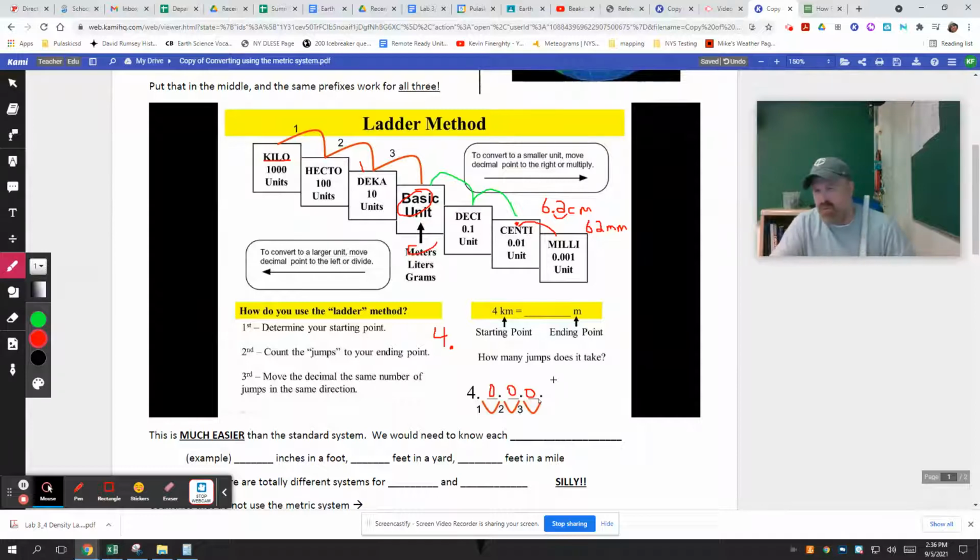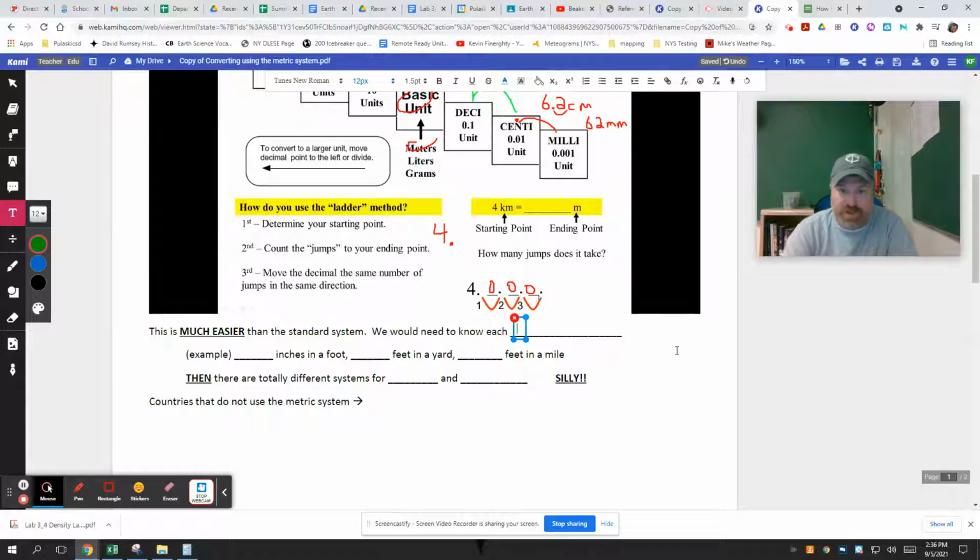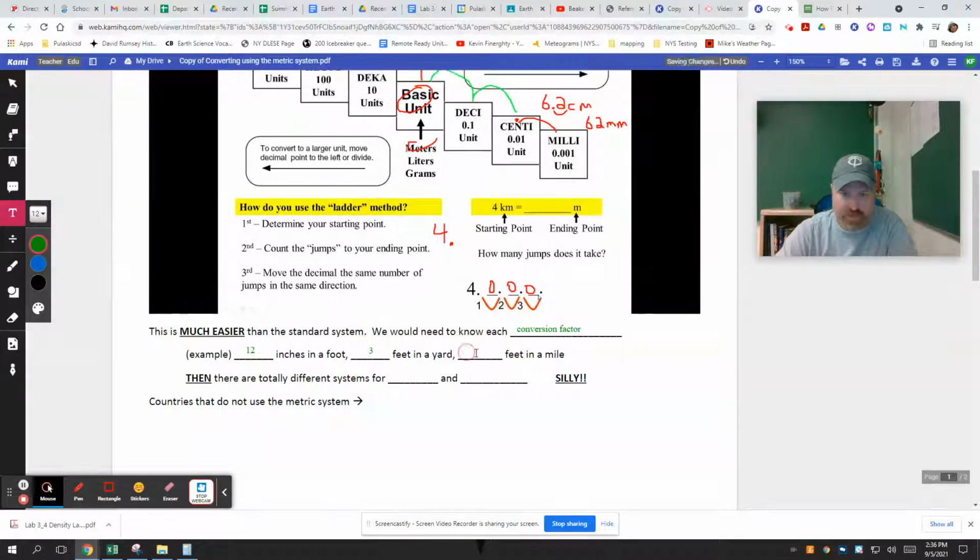Okay. Now, what other ideas are kind of hiding in here? We've already mentioned this. It's much easier than the standard system. We would need to know, if we weren't using the metric system, each conversion factor. Memorize them all. For example, there are 12 inches in a foot. There are 3 feet in a yard. And if you haven't looked it up yet, there are 5,280 feet in a mile.